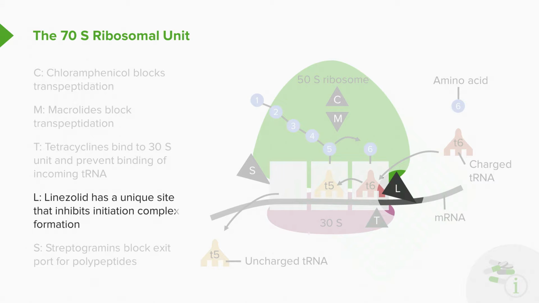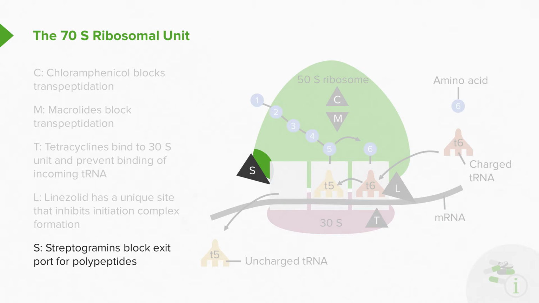Linezolid has a unique site that inhibits initiation complex formation. So the initiation complex is the very first reaction that brings the 30S and the 50S together and allows everything to start working. On the other end of the production line there, the streptogramins block exit ports for polypeptides, so new ones can't come in and overall transcription is inhibited.